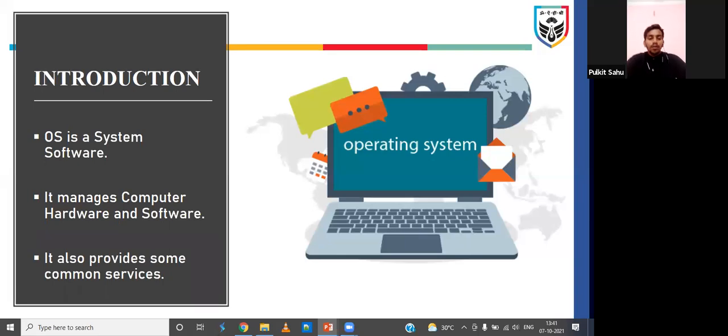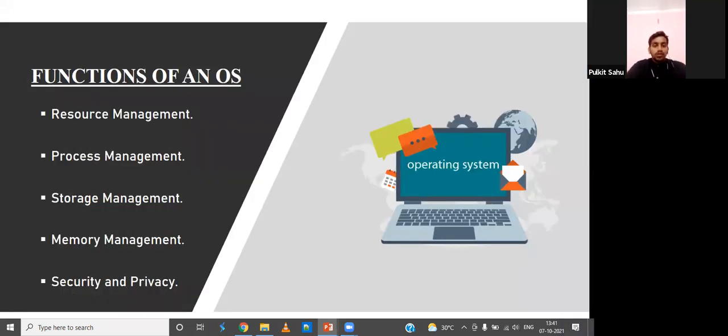So let us know what an operating system is. An operating system is a system software which manages the system hardware and software. It also provides some common services like memory management, resource management, and others. Now let's look at the functions of an operating system. Resource management is the dynamic allocation and deallocation by the operating system. Process management manages all the running processes of a system. Then storage management, which manages the data storage equipment, and memory management, and security and privacy.